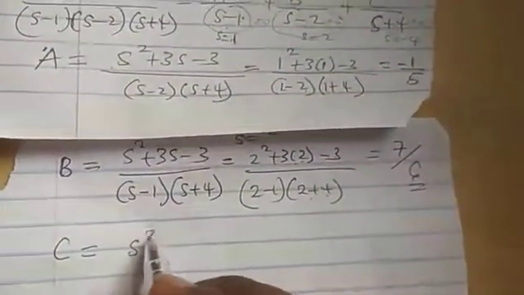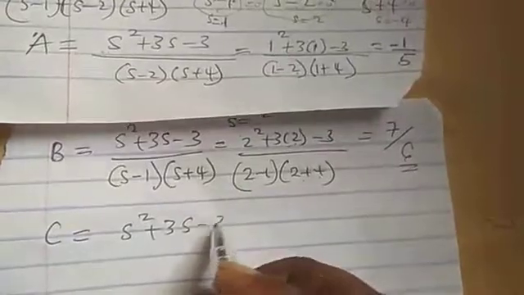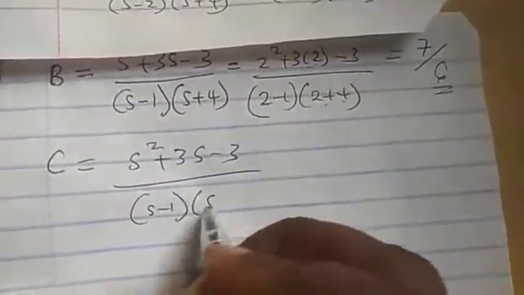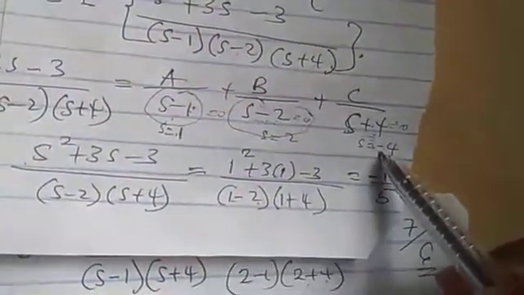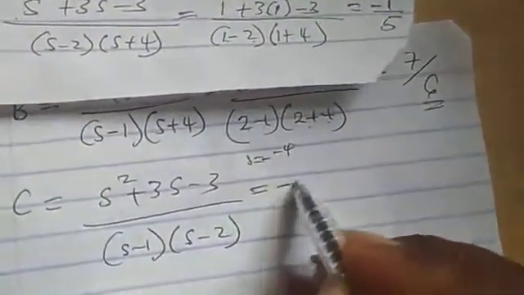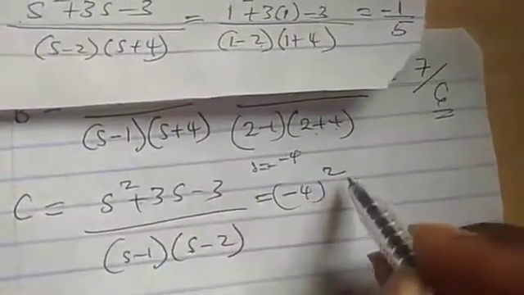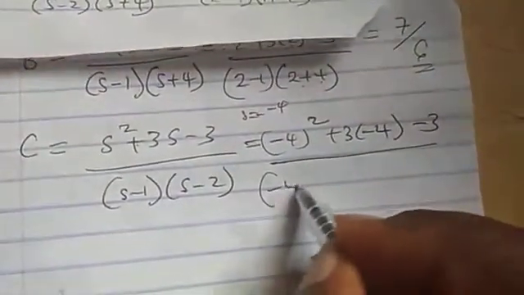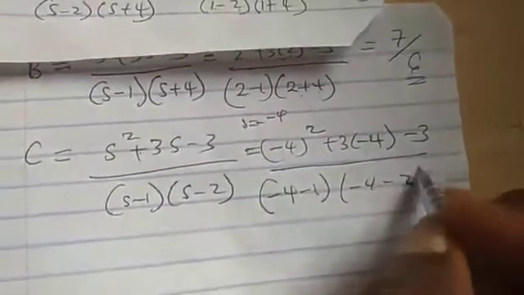Still the same process. S squared plus 3s minus 3. We cover up what is under C now. We write these two, that is s minus 1, s minus 2. Then we put s to be minus 4 this time around. S is equal to minus 4. So this will be (minus 4) squared plus 3 into minus 4 minus 3 divided by, this will give me (minus 4 minus 1)(minus 4 minus 2).